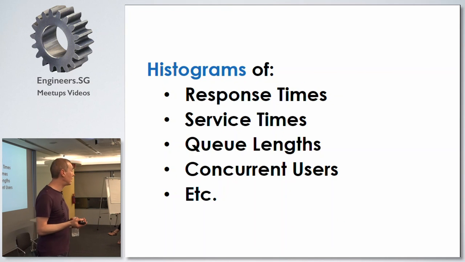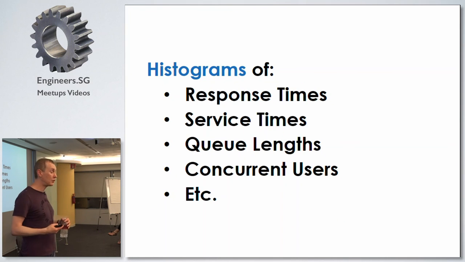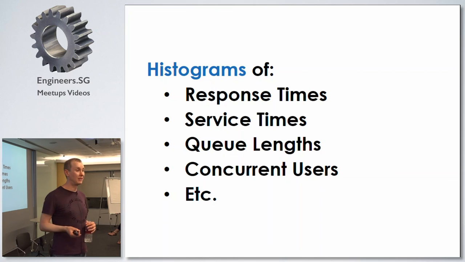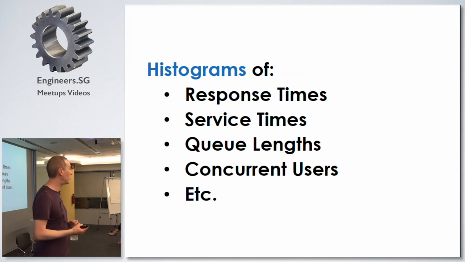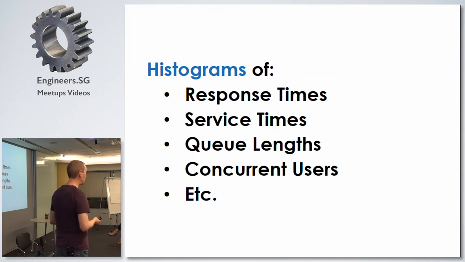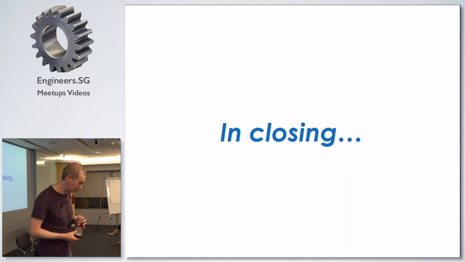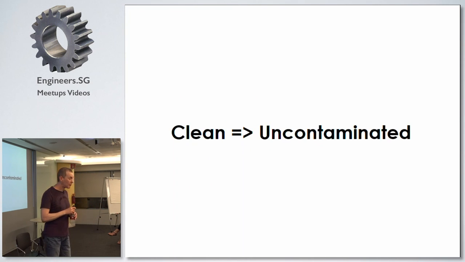Also capture them into histograms. Histograms, like HDR histogram, can be serialized to tens of bytes quite cheaply and logged as well. You can do that per minute, per hour, per whatever you want it to be. You'll find out so much more about your system. So let's wrap this up now in closing. By clean, we mean uncontaminated. Get the rubbish out of your code.